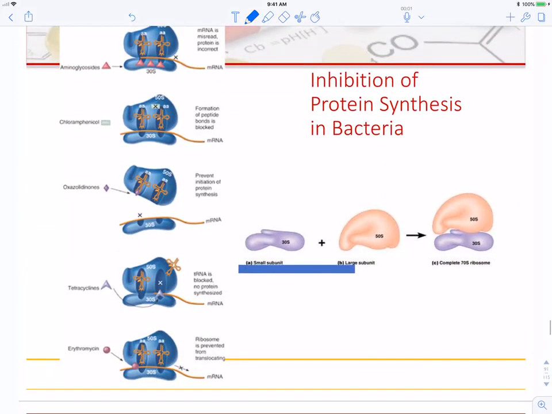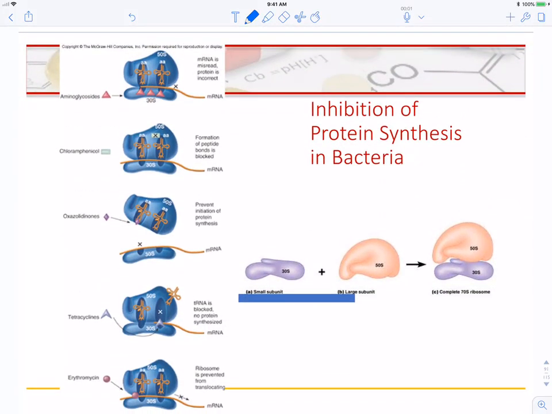All right, so with that, what can we do in bacteria to inhibit that process to our advantage? We can have different mechanisms. Aminoglycosides, some of which we'll cover, act by binding to the 30S subunit and cause misreading of mRNA, and so we have nonsense protein. Chloramphenicol blocks the formation of the peptide bond.